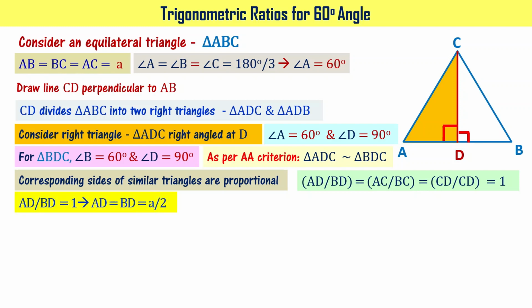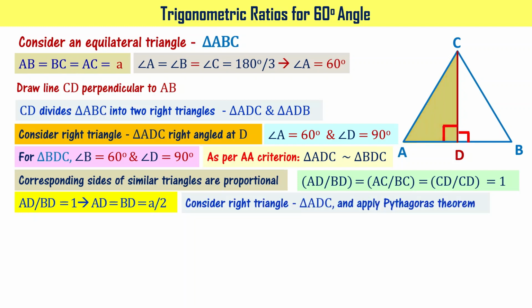Now let's make use of AD by BD equal to 1. It means AD equal to BD, right? And value of AB is known, that is small a units. So AD equal to BD equal to a by 2, right? Now let's consider the right triangle ADC and apply Pythagoras theorem. As per Pythagoras theorem, AC square is going to be equal to CD square plus AD square, right?